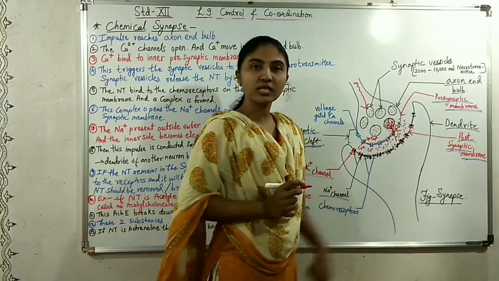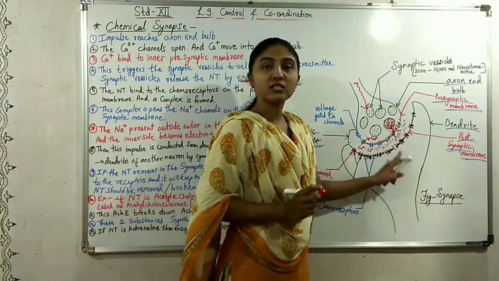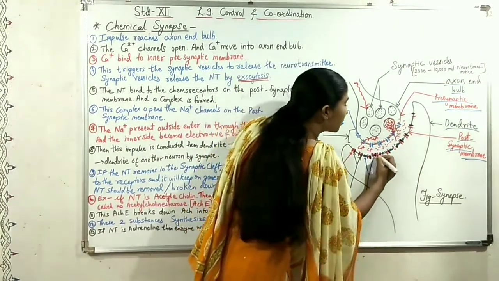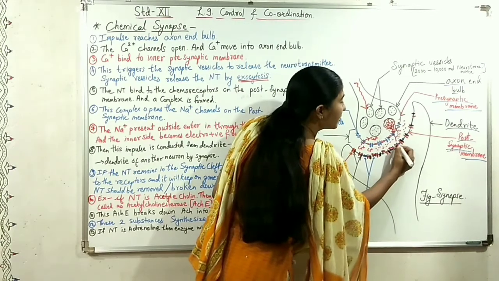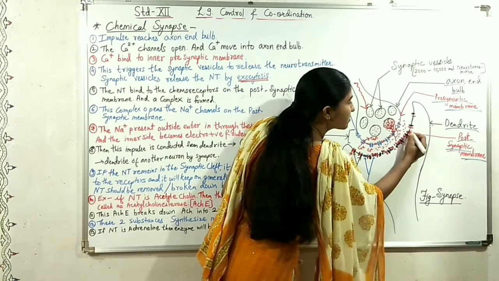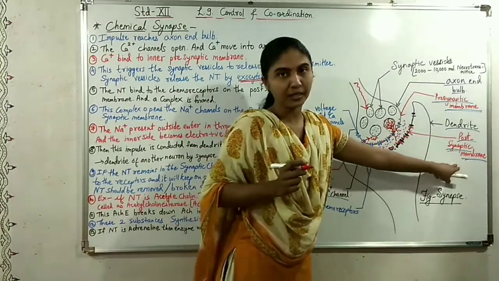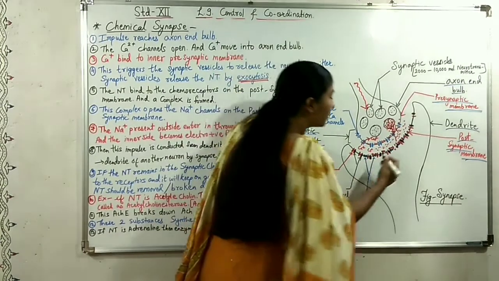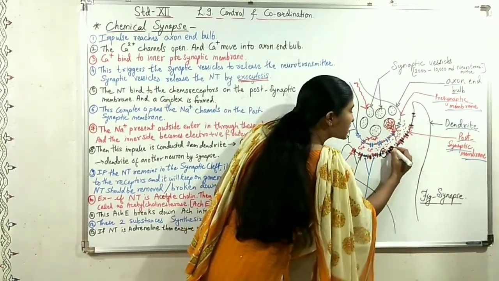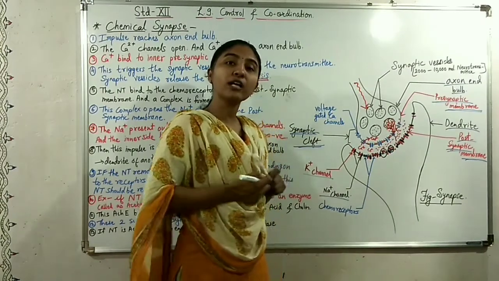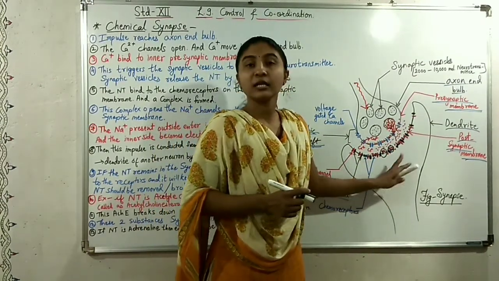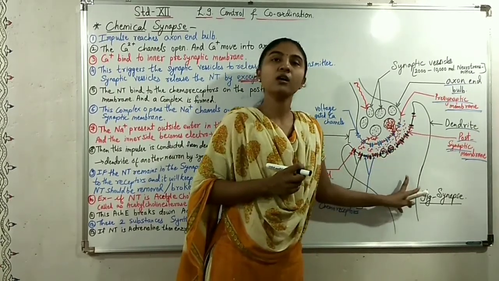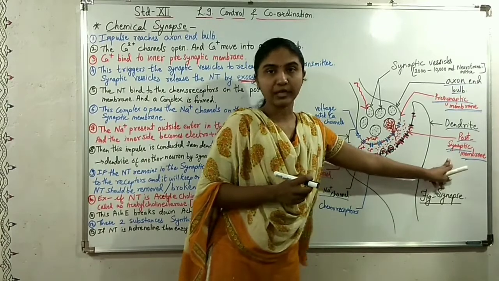They are released into the synaptic cleft, and as they are released, these neurotransmitter molecules bind with the chemoreceptors or neuroreceptors present on the postsynaptic membrane. As they bind together, a complex of neurotransmitter molecules and receptors is formed.